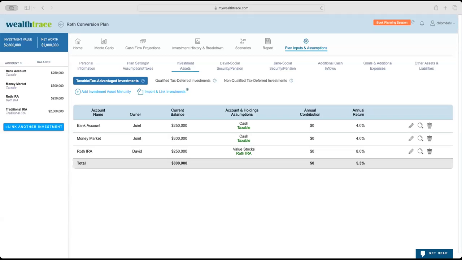Okay. I've gotten a couple of questions about the timing of the conversion and if it's by month or how we do it. We assume end of the year. We try to keep it somewhat simple in that way. So yeah, the Roth conversions are end of year.